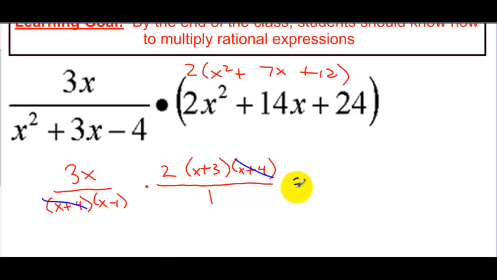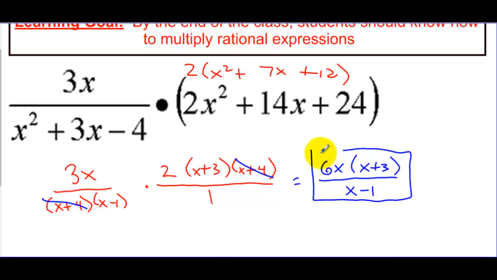So that's it. So when I put all this together, here's what I get. 3x times 2, I can multiply across the top and get a 6x times x plus 3. Again, you don't have to FOIL out the x, distribute out the 6x. You can just leave it in its factored form. And then on the bottom of this, I'm going to say the x minus 1 is the only thing that's left. Or x minus 1 times 1 is just x minus 1. And I would say this is my final answer.